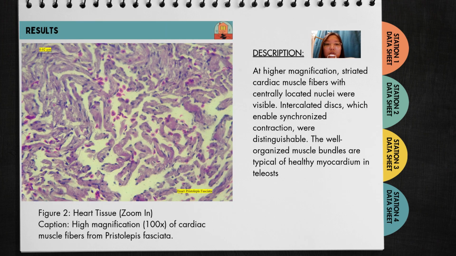Next, heart tissue zoomed in with high magnification. At higher magnification, striated cardiac muscle fibers with centrally located nuclei were visible. Intercalated discs, which enable synchronized contraction, were distinguishable. The well-organized muscle bundles are typical of healthy myocardium in teleosts.